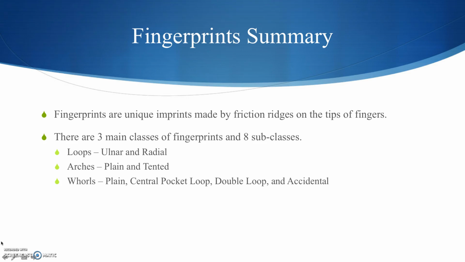In summary, fingerprints are unique impressions made by friction ridges found on the tips of fingers. There are 3 main classes of fingerprints and 8 subclasses. Loops, we have ulnar and radial. Arches, plane and tented. And whorls, we have plane, central pocket loop, double loop, and accidental.